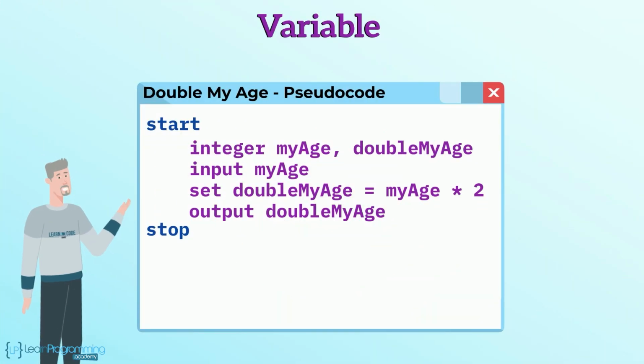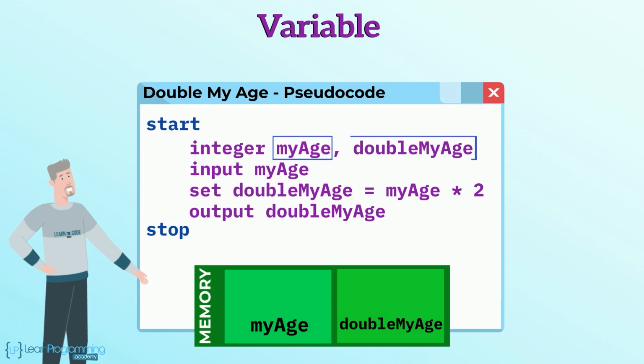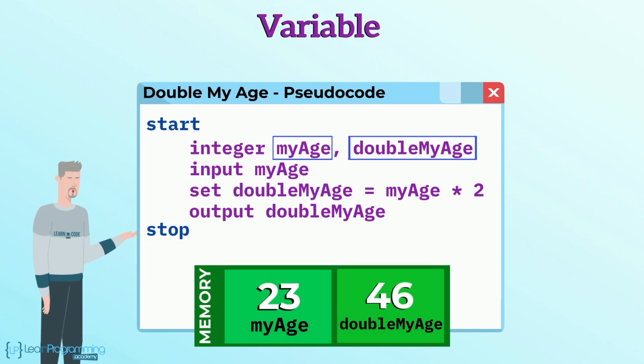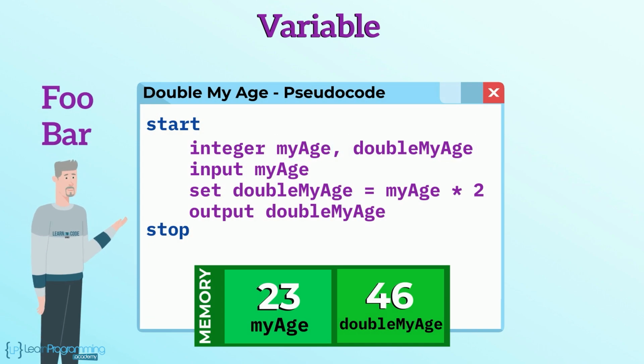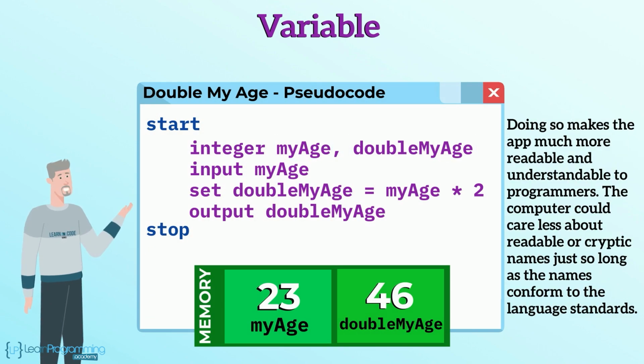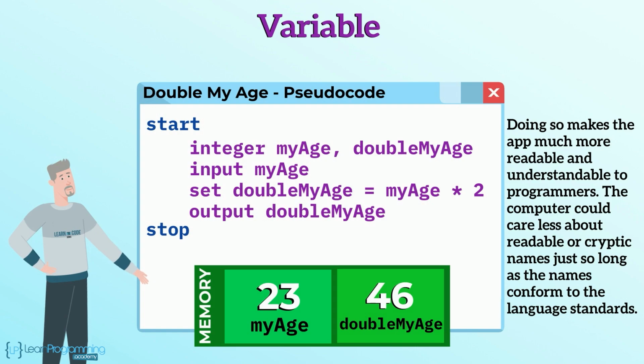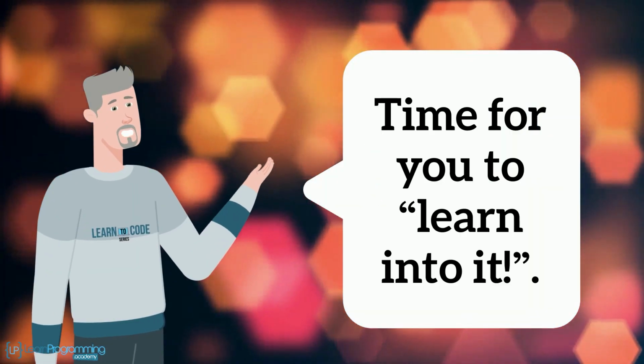Fourth, I used variable names, My Age and double My Age, that represent the data that these values will store in memory rather than some cryptic names like foo and bar. Doing so makes the app much more readable and understandable to programmers. The computer could care less about readable or cryptic names just so long as the names conform to the language standards. Alright, so time for you now to learn into it.